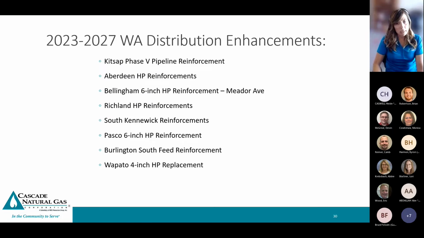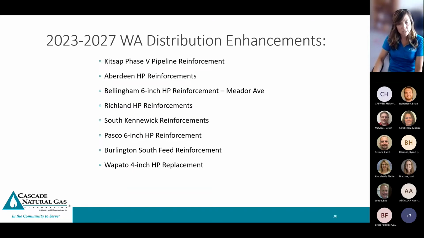These are the projects we'll cover, because we're going to cover projects over $1 million, so our larger projects. For each one of these projects, we're going to go over scope, cost, timing, benefits, and alternatives considered. So I'll talk about each one a little bit: what the deficit is, how the reinforcement addresses it, and timing.